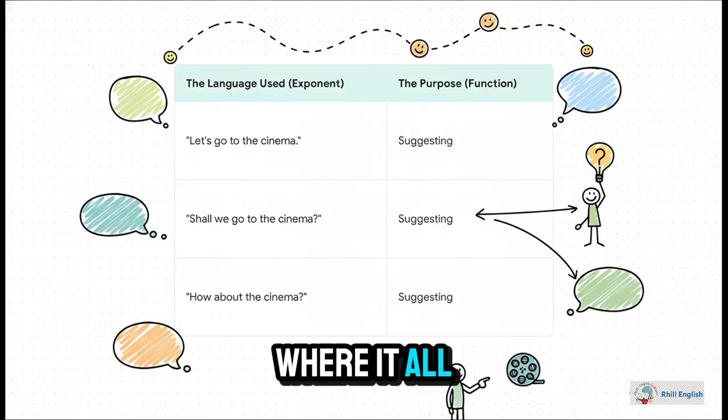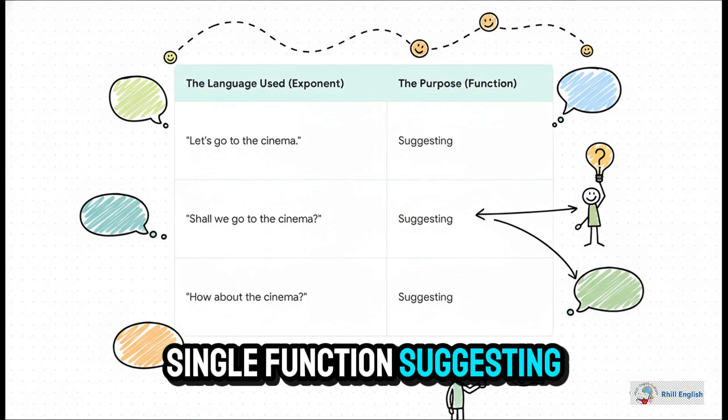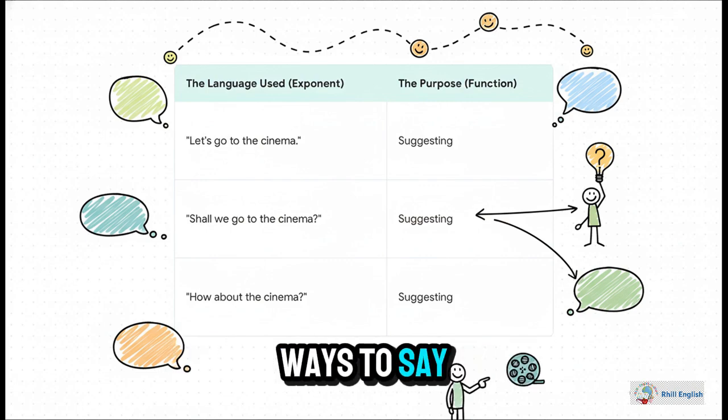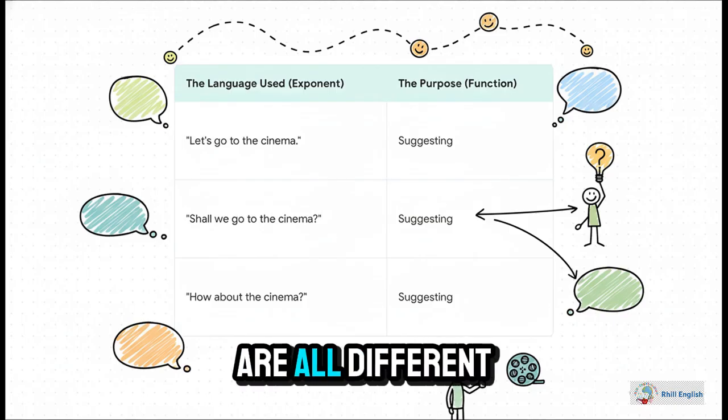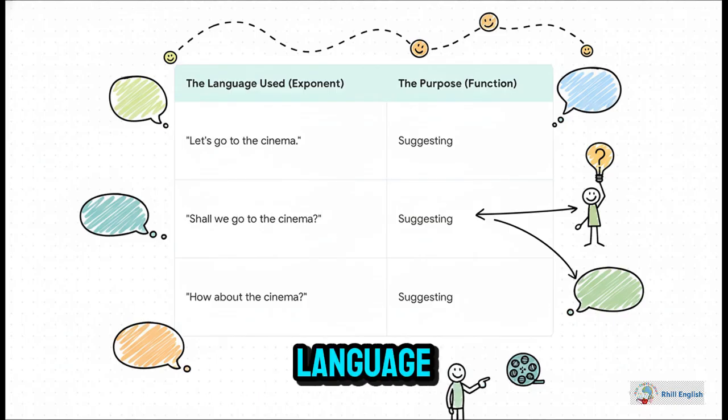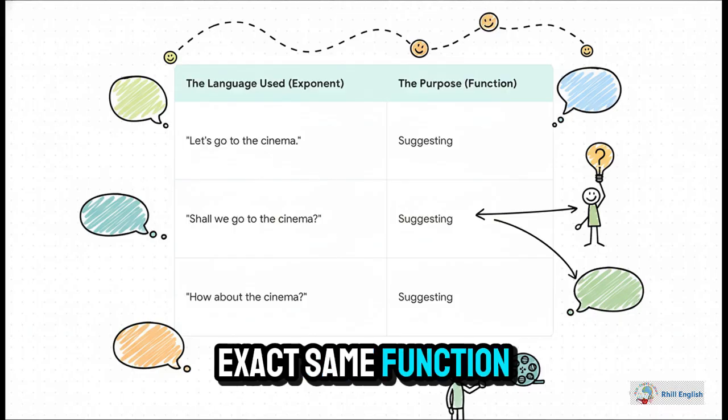And this is where it all clicks into place. You've got one single function, suggesting. But look at all these different ways to say it. Let's go. Shall we go? How about? These are all different exponents, different chunks of language that achieve the exact same function.